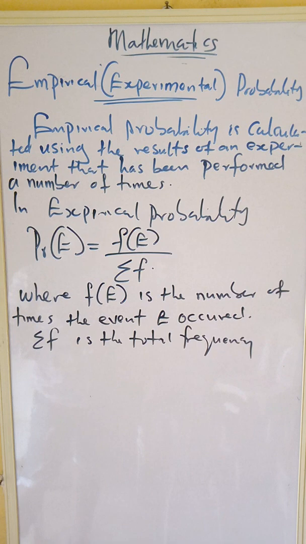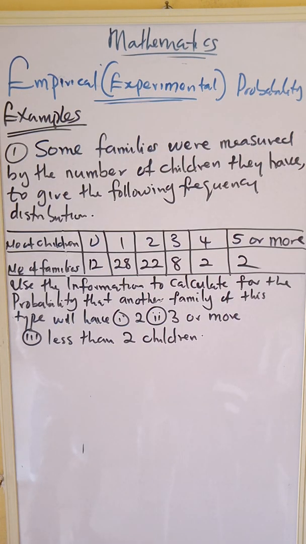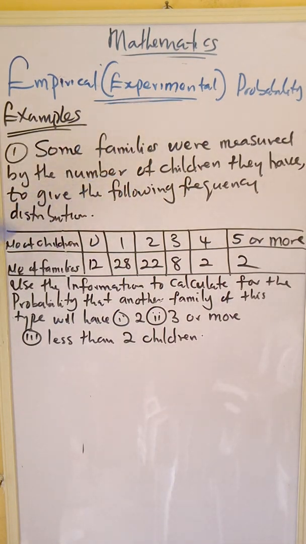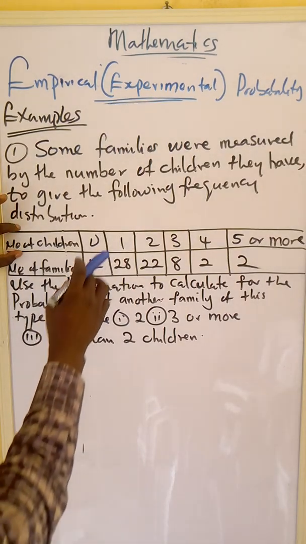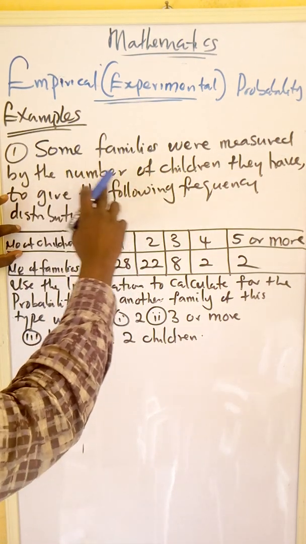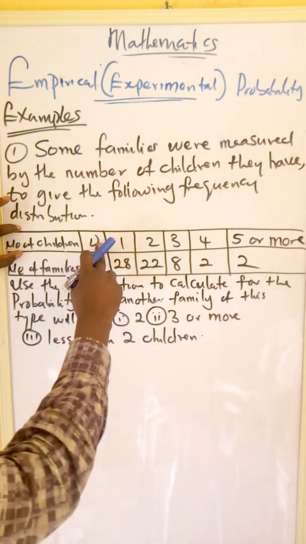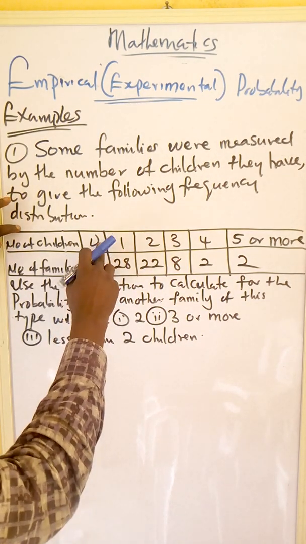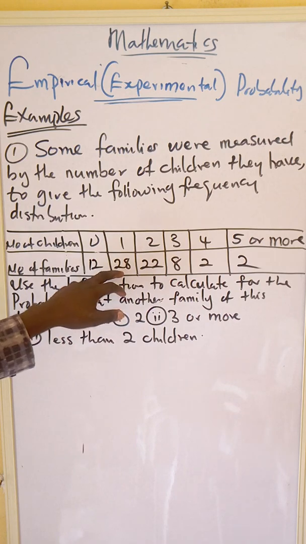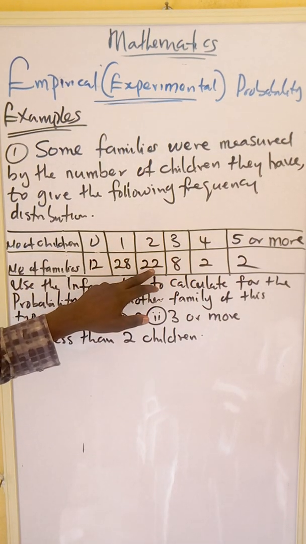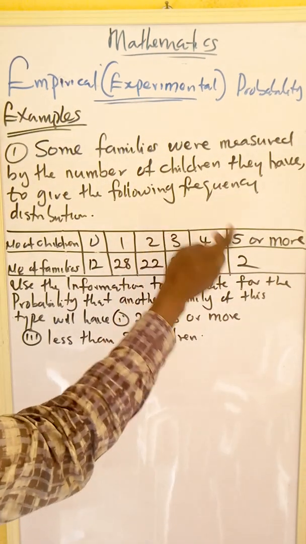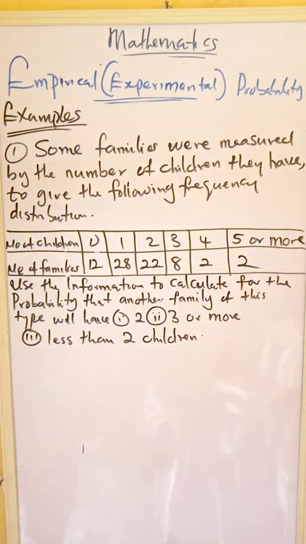So let us take an example. Families were measured by the number of children they have, giving the following frequency distribution. 12 families have 0 children, they did not give birth to any child, while 28 families have 1 child. Then 22 families have 2 children, 8 have 3, 2 have 4, and 2 have 5 or more.